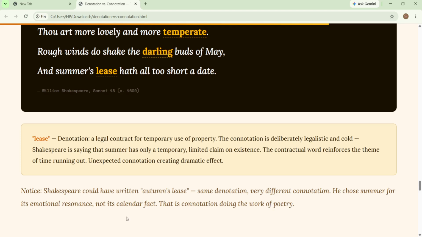So here's the note that Shakespeare could have written Autumn's Lease. Same denotation, very different connotation. He chose summer for its emotional resonance, not its calendar effect. That is connotation doing the work of poetry. So this tells about the importance of words, how their position and their use matter and what effect they have.